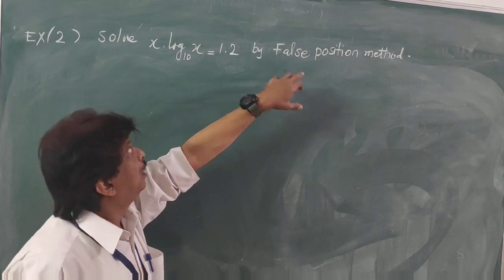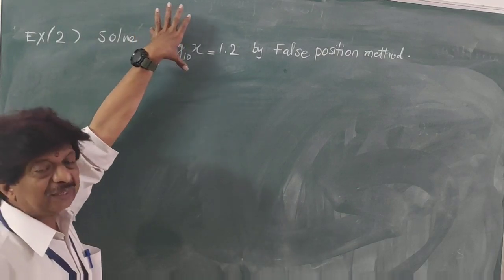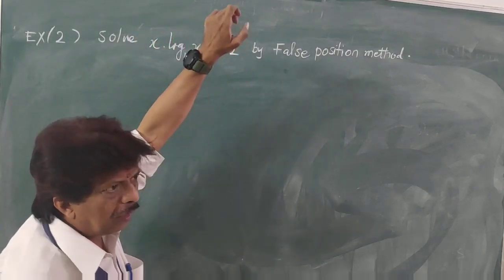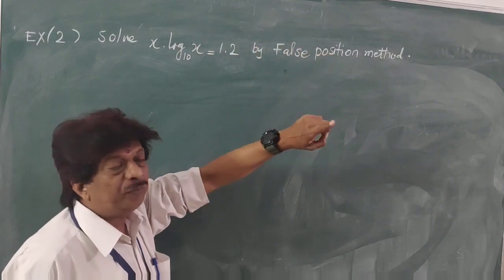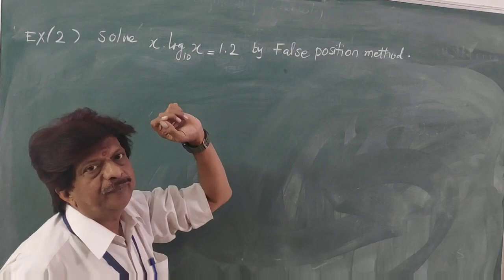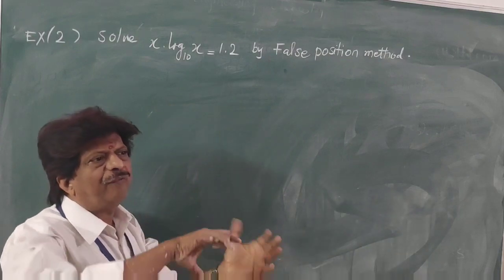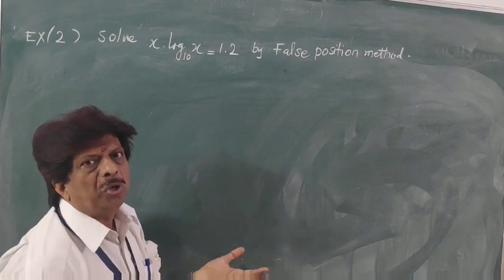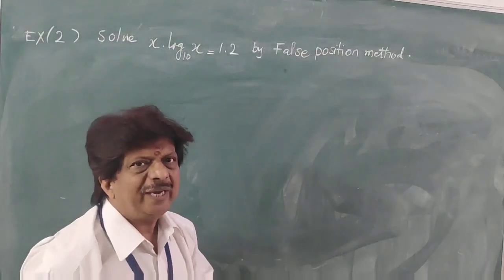So this is a transcendental equation, of course. Why is it? Because it contains a logarithmic function. It is not of the form f of x equal to 0. So let me put it in the form of f of x equal to 0.